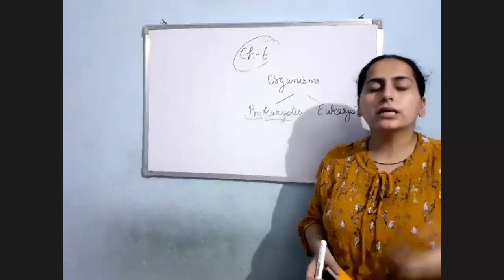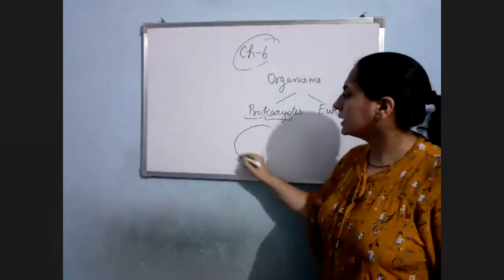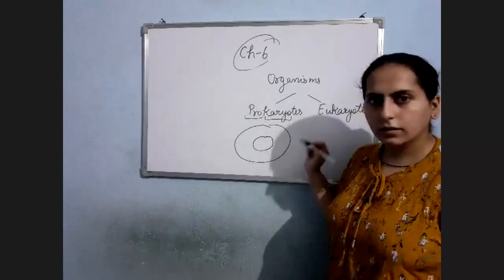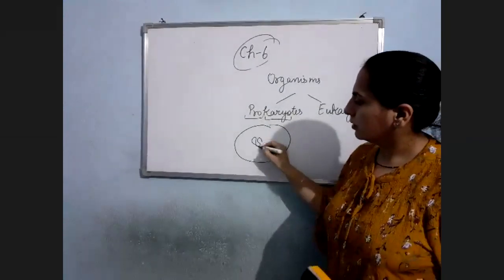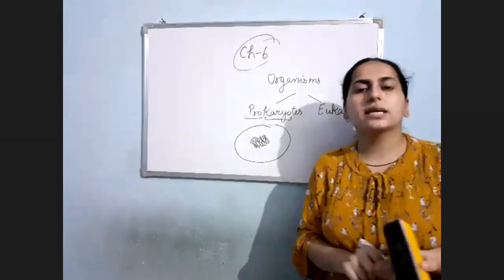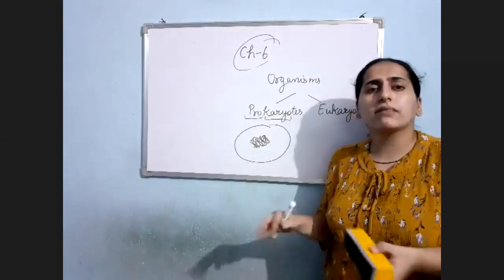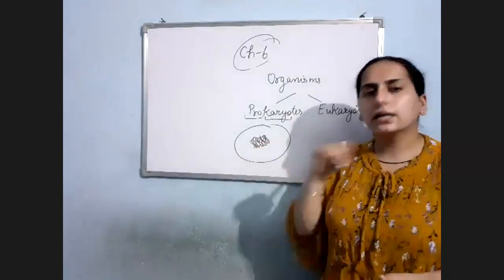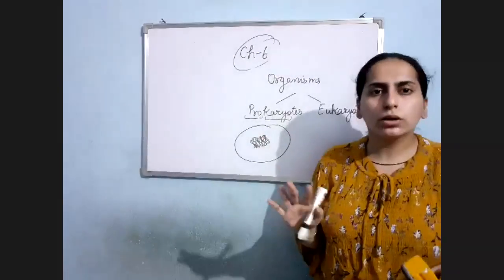Means the nucleus is not surrounded by the nuclear membrane. The cell is there, but there is no nuclear membrane. Clear? So the genetic material is present openly in the cytoplasm. Just think, the genetic material is the most important thing in a person's body, as it has the information for everything. This genetic material is lying openly in the cytoplasm. There is no nuclear membrane.